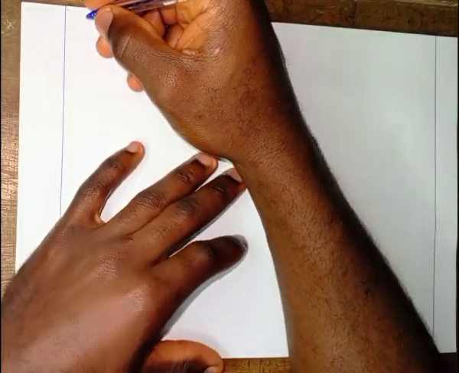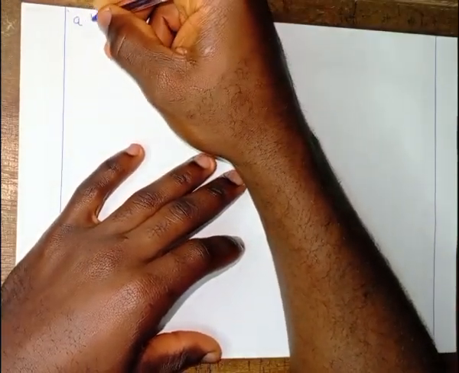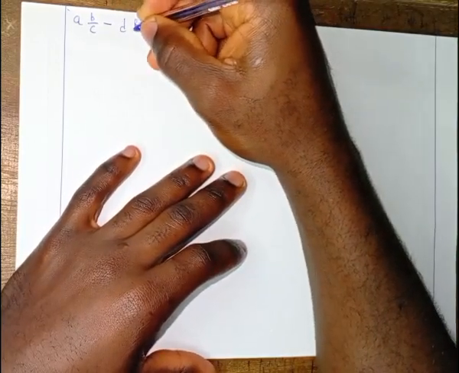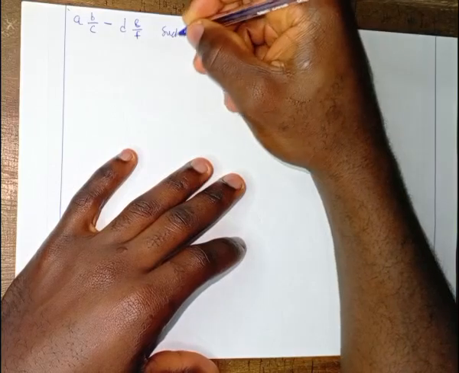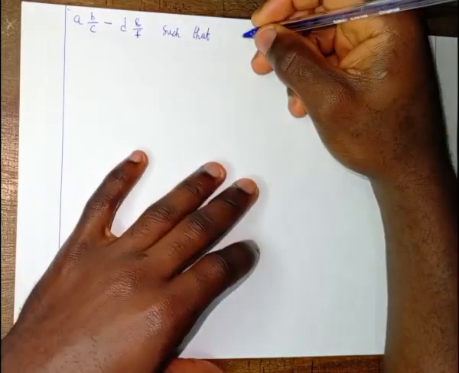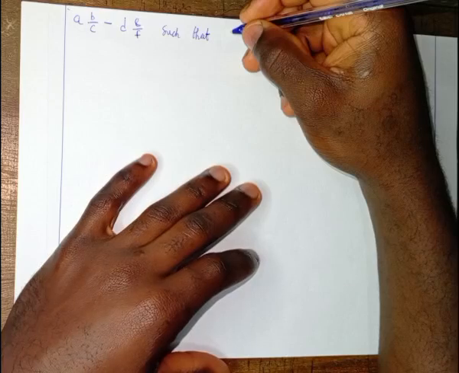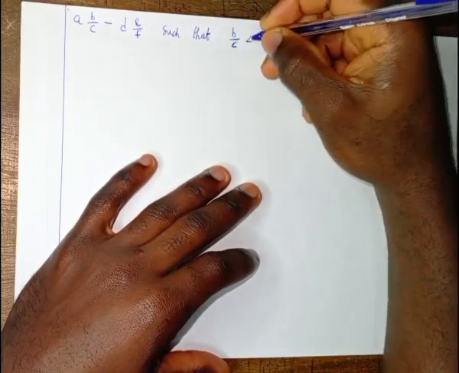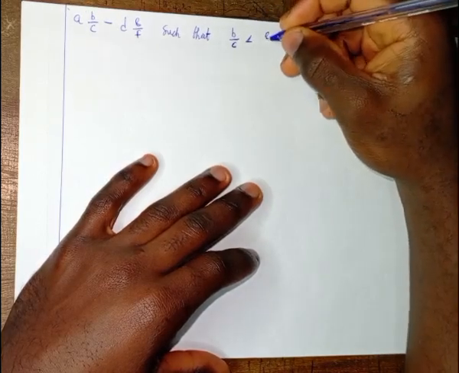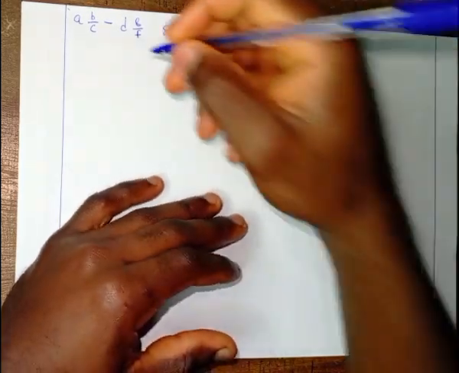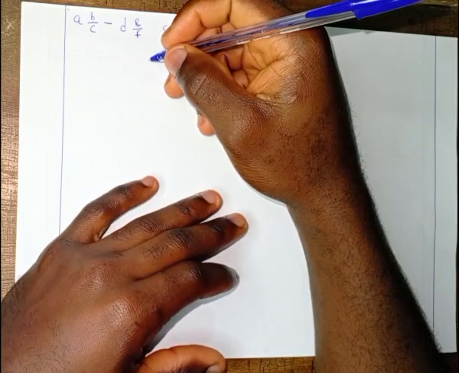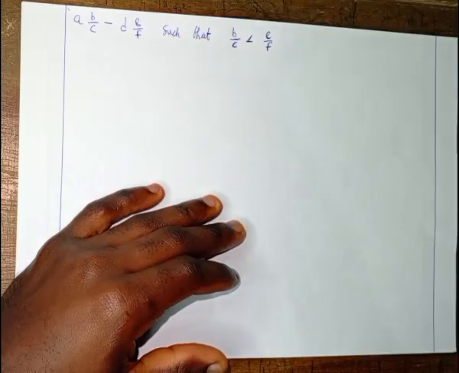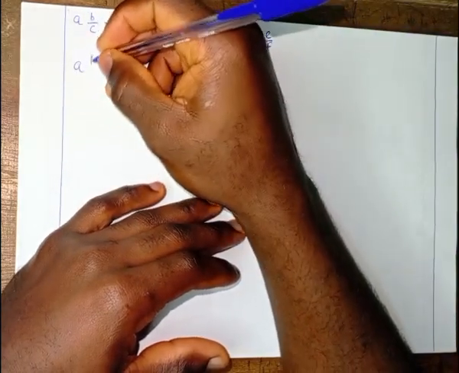Now let's take this one. We have a and b over c minus d e over f, such that b over c is less than e over f. First thing, we are going to change the two mixed fractions to improper fractions. So this will give us, let's write them down again.